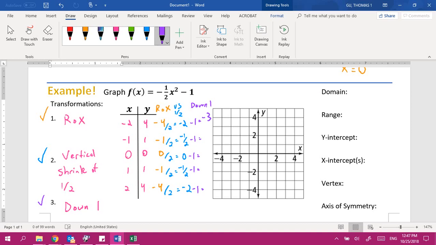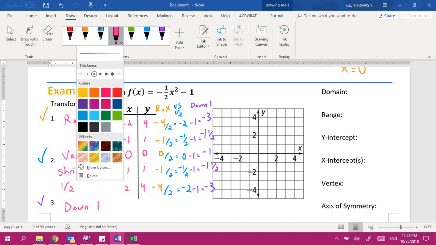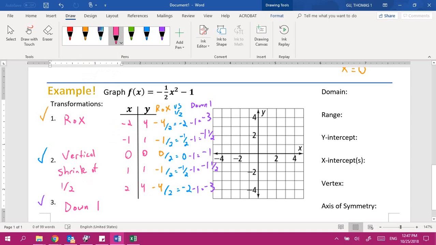All right, what's my next y value? Negative 1.5. What's my next one? Negative 1. Negative 1.5. And negative 3. And so those are my final points right there. It's going to be negative 2, negative 3. Negative 1, negative 1.5.